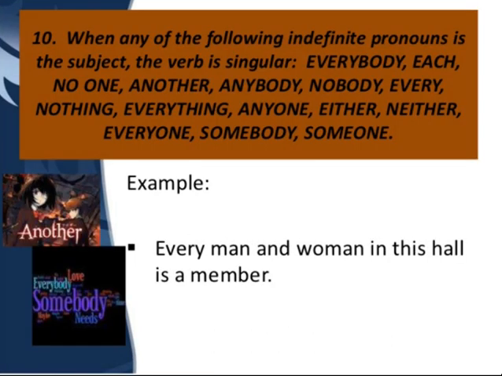Now rule number 10. When any of the following indefinite pronouns is the subject, the verb is singular. Like everybody, each, no one, another, anybody, nobody, every, nothing, everything, anyone, either, neither, everyone, somebody, someone. Example: every man and woman in the hall is a member. These are also indefinite pronouns, but they will all be considered singular.